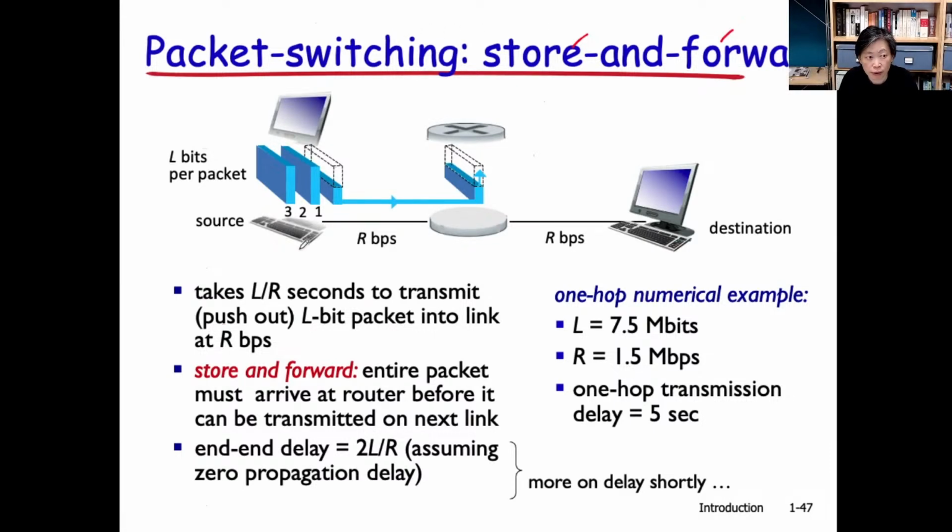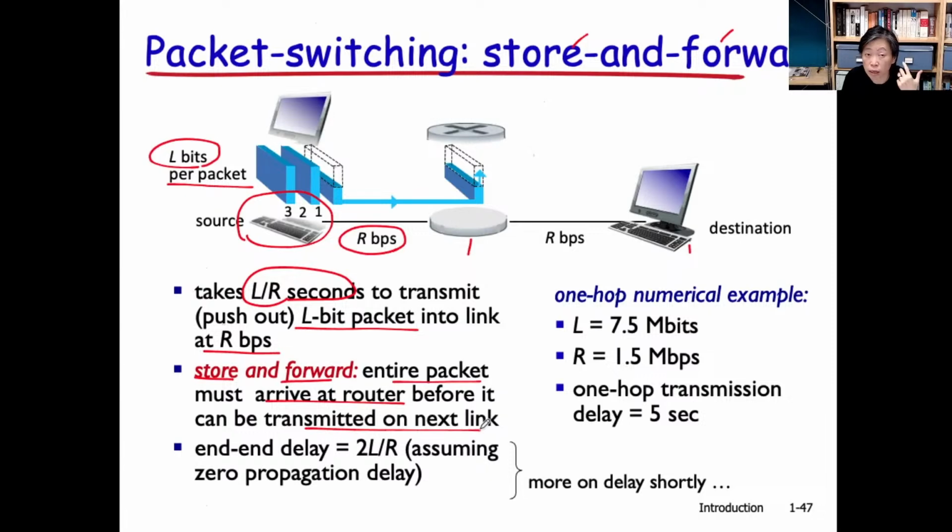Consider this scenario: the source is over here, a user typing things and generating these small packets, 1, 2, 3. One router in the middle and the receiver on the other side. Each packet the user is generating is L bits long and the link bandwidth is R bps. So to send this packet over the link at this speed, this is the amount of time that's required. In a packet switch network, we need to store the packet entirely before forwarding. The entire packet needs to arrive at the router before it can be transmitted further.